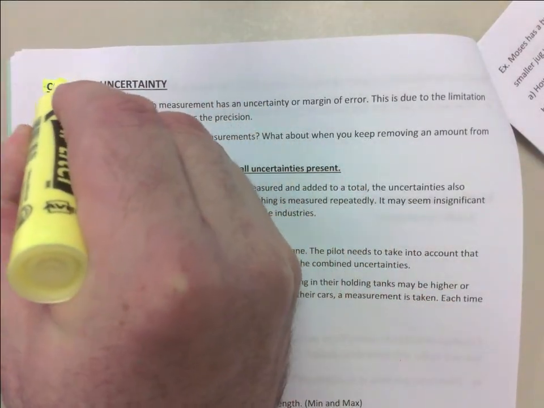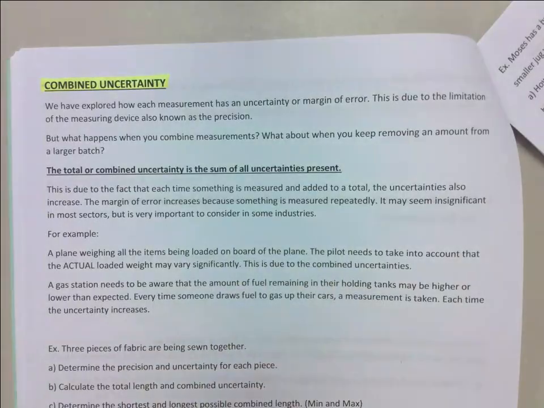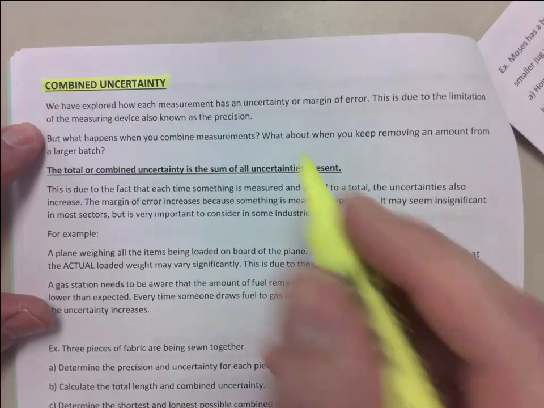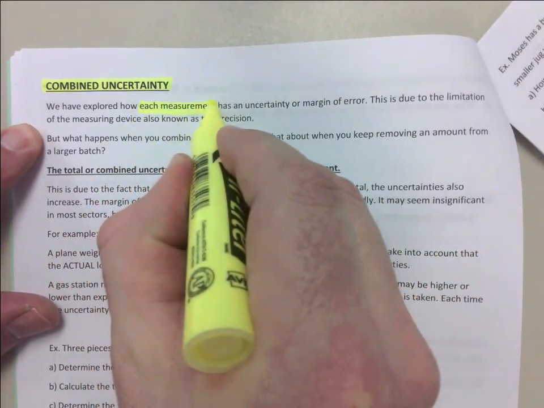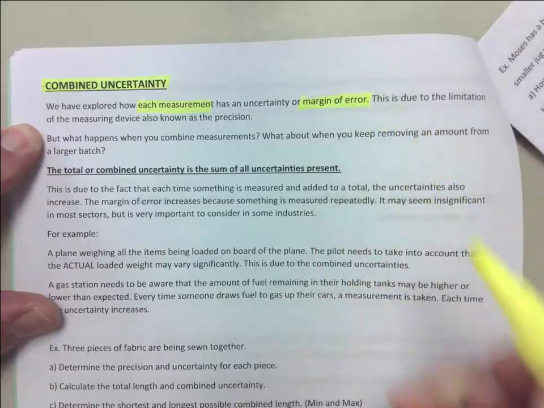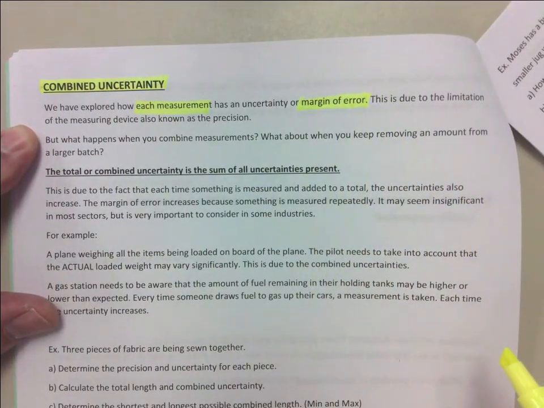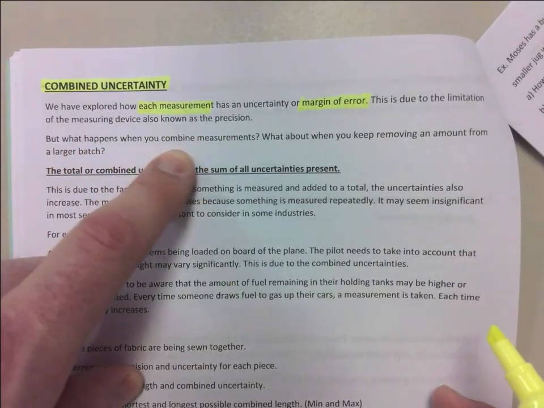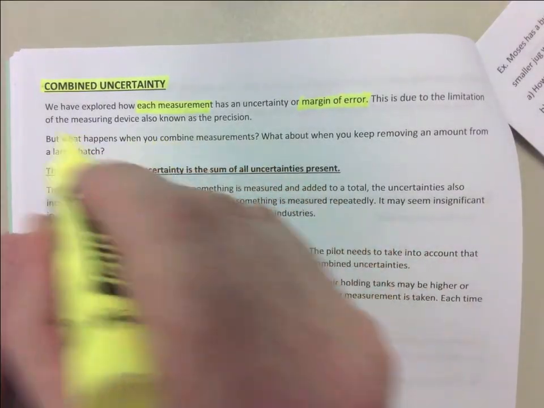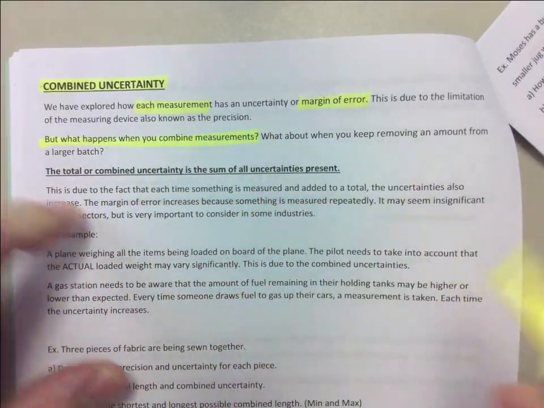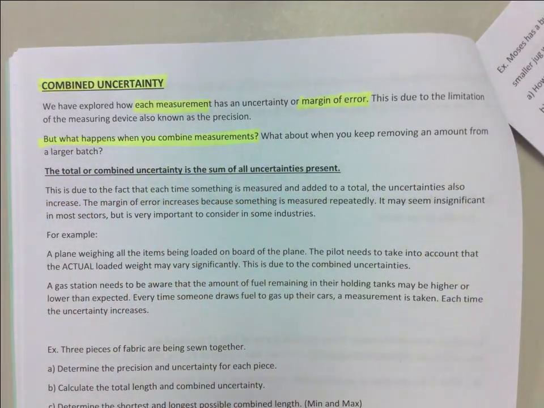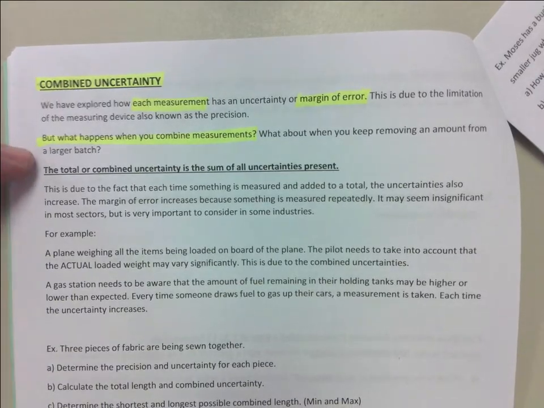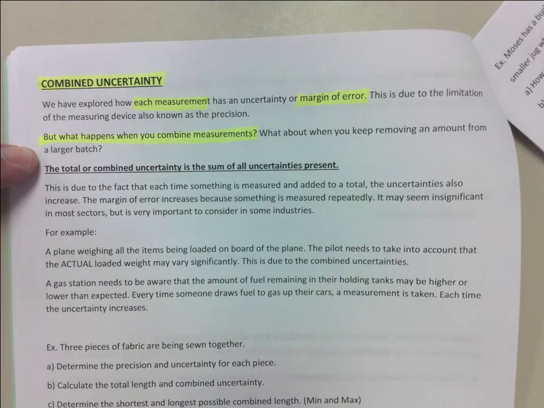So here we're basically putting everything together we've learned so far. Okay, so we've learned that each measurement has a margin of error. It's due to the limitation of the device. But what happens if you combine measurements, right? What happens when you combine measurements, when you put a bunch of them together? What about when you keep removing an amount from a larger amount, a larger batch?